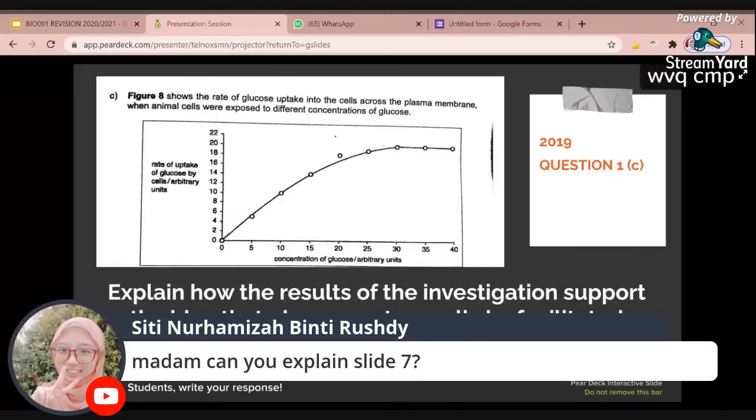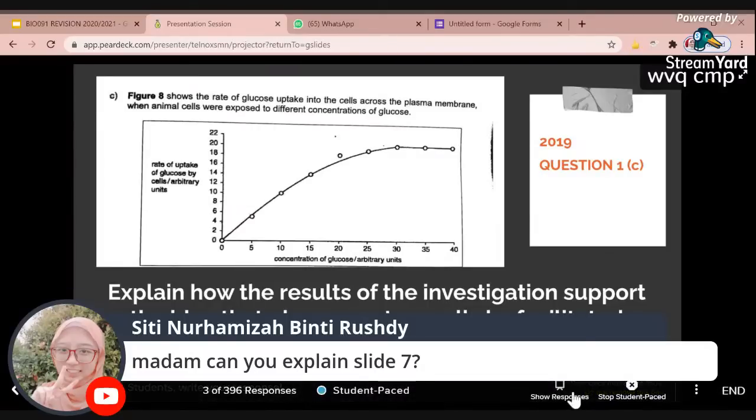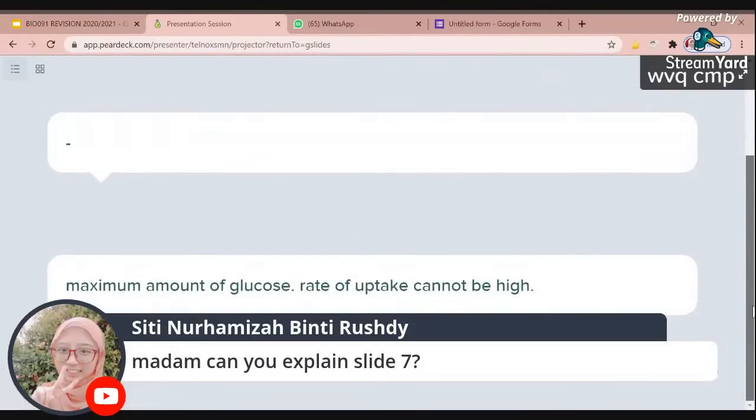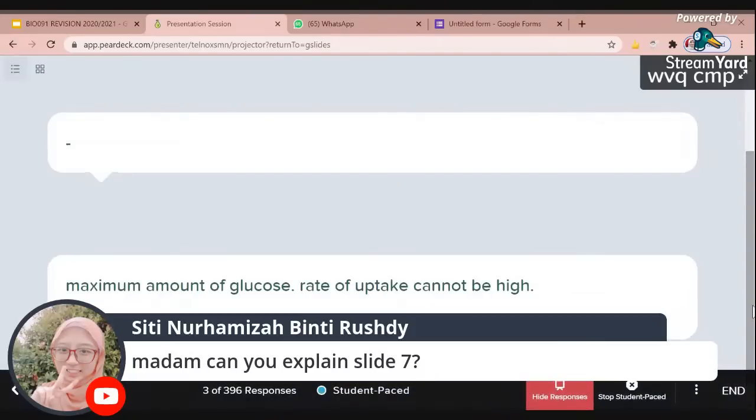Right, so jawapan yang you boleh tuliskan ialah dengan you describe graph ini. Ada orang jawab dah kat sini. Mari kita tengok jawapan. Boleh lah maximum uptake of glucose. Okay, so kita boleh jawab. Okay, ni slide berapa? Slide 7 kan?